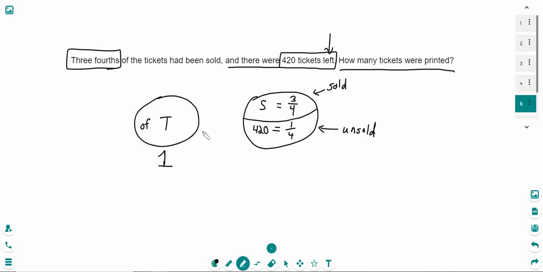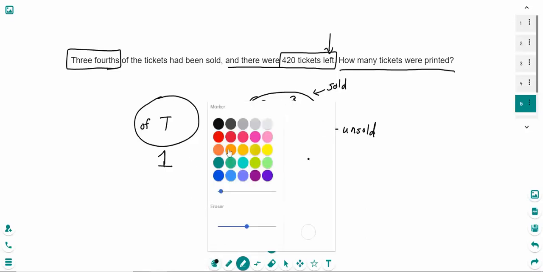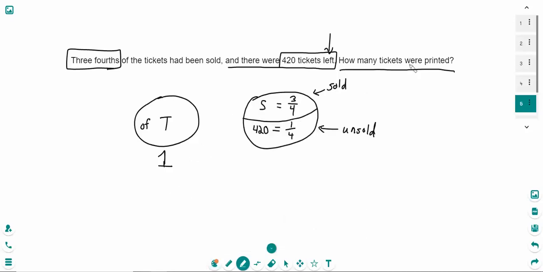All right, so now we're ready to find an equation here. And they want to know how many tickets were printed. So we're looking for this. So that's already a variable. So we need to use something over here that doesn't have a variable in it. And it's going to be the lower part, right? So we're going to use the 420 is equal to 1/4. And then we have to, again, wrap this around of, meaning multiply, the total, which is a T.